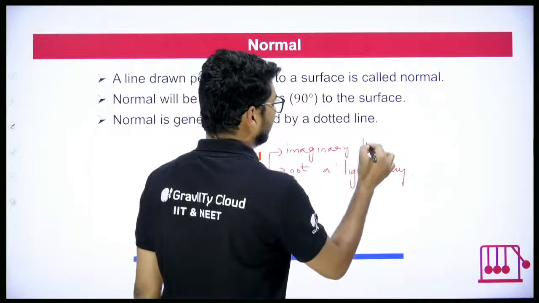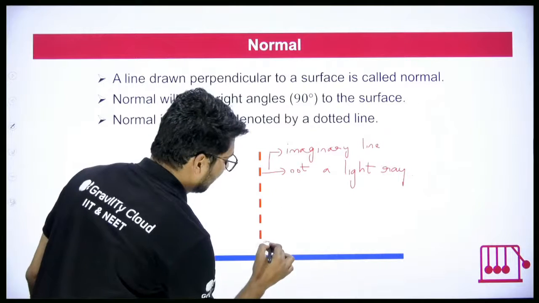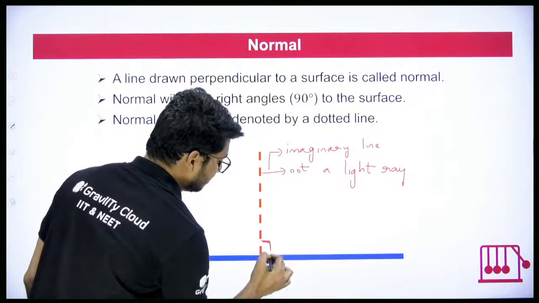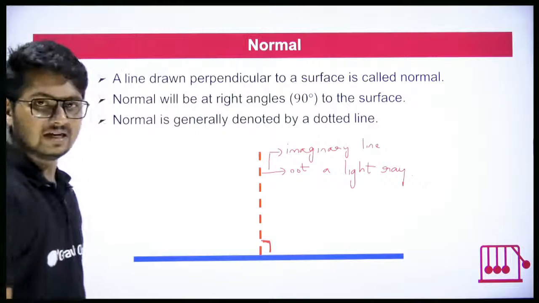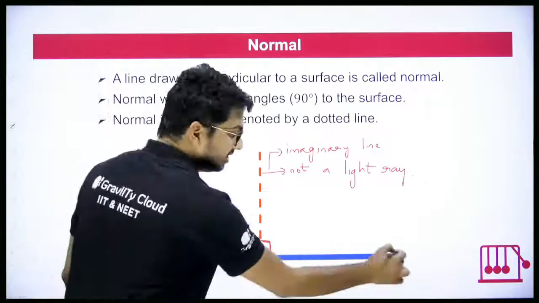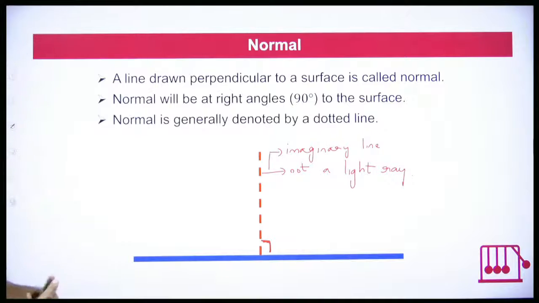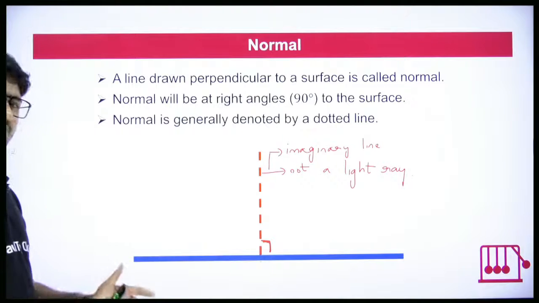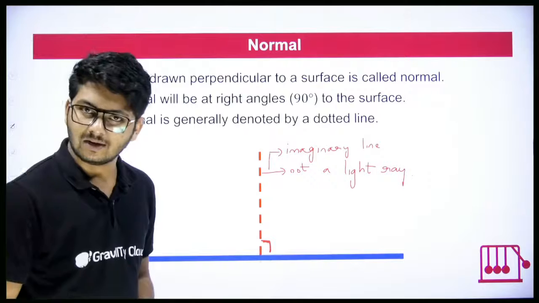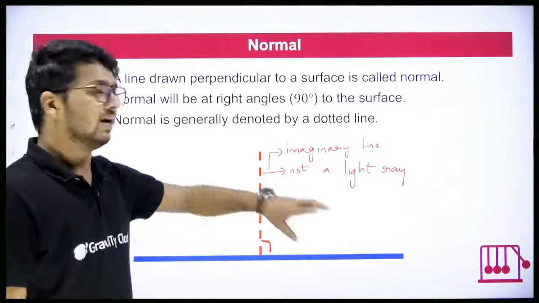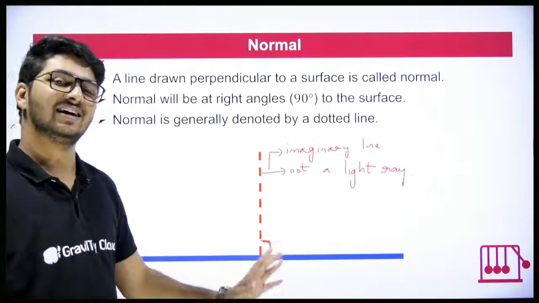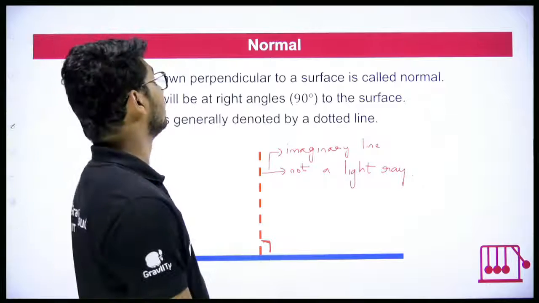It is just an imaginary line which is perpendicular. See that here. When I draw it this way, it means the angle is 90 degrees. Does it make an L shape? It makes an L shape. So L shape will mean perpendicular, right angle, 90 degrees. The same. Got it? It is not a light ray. It is just an imaginary line. Good.